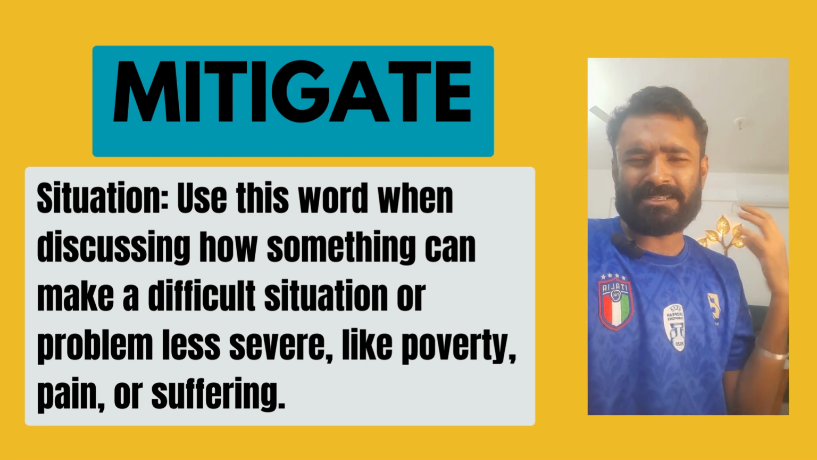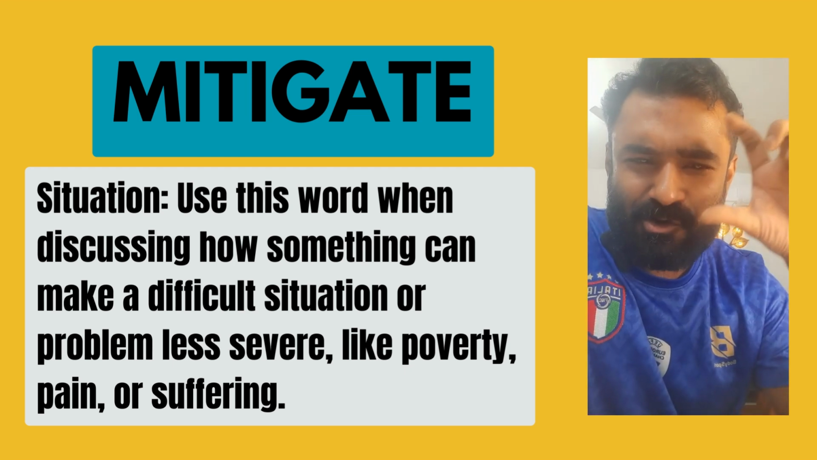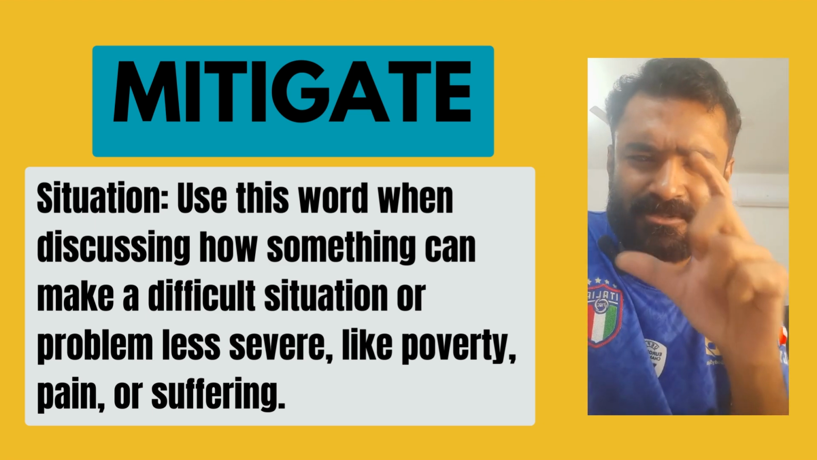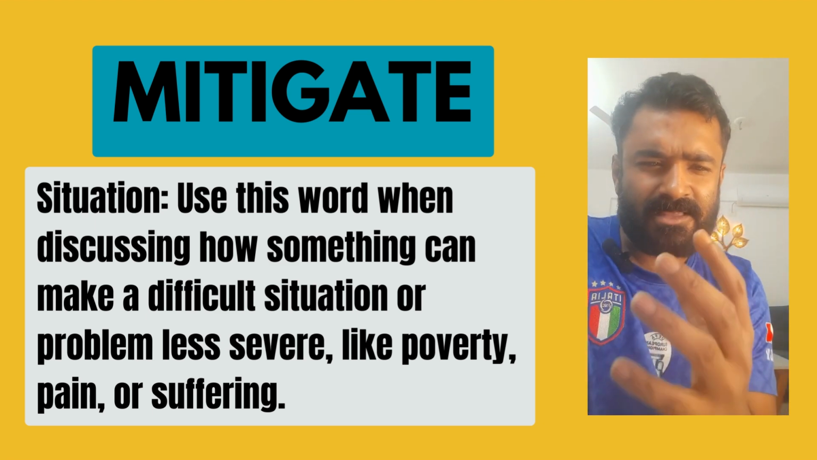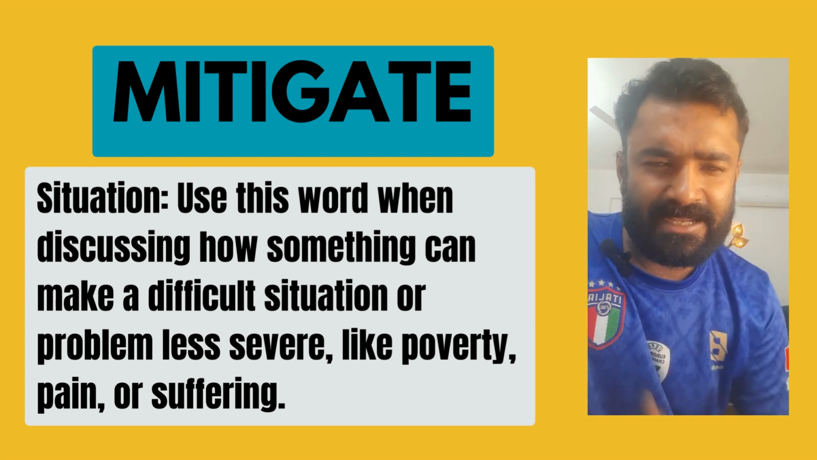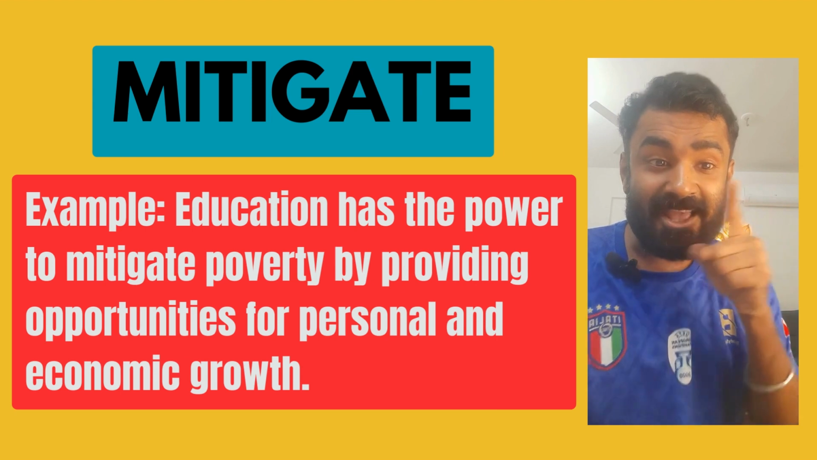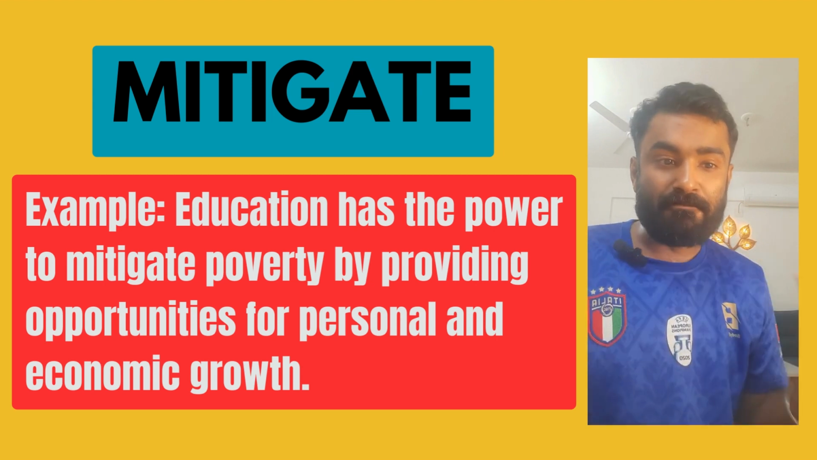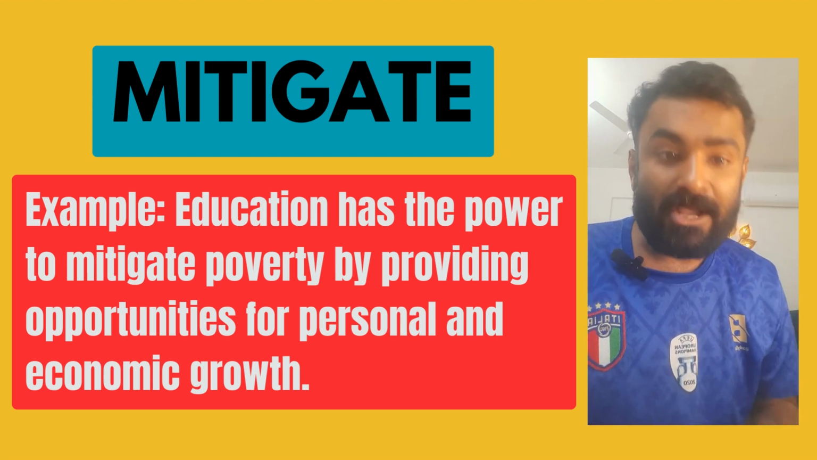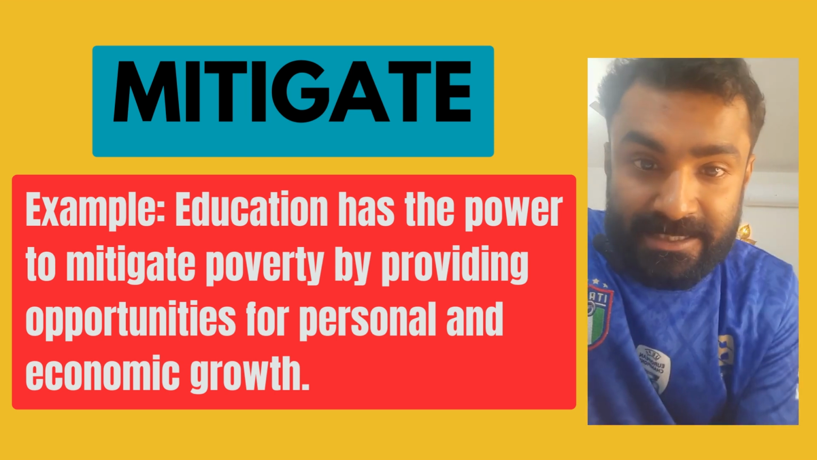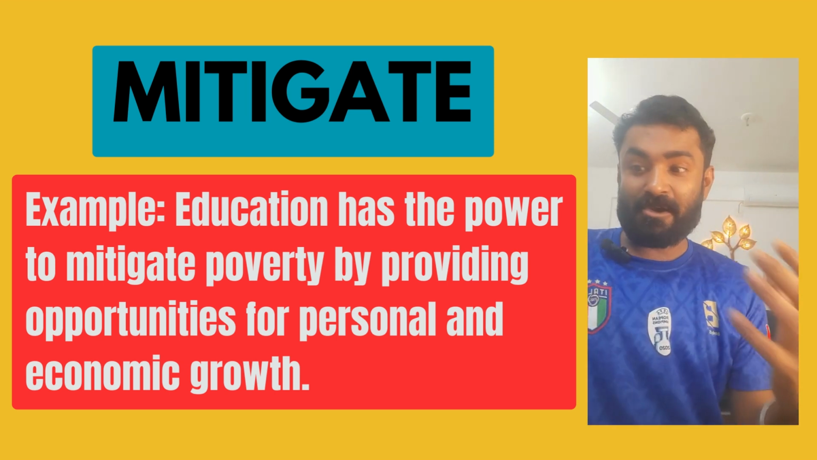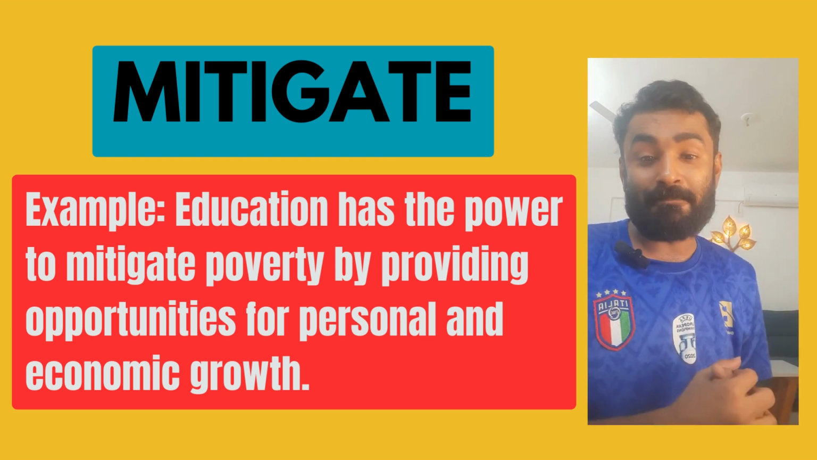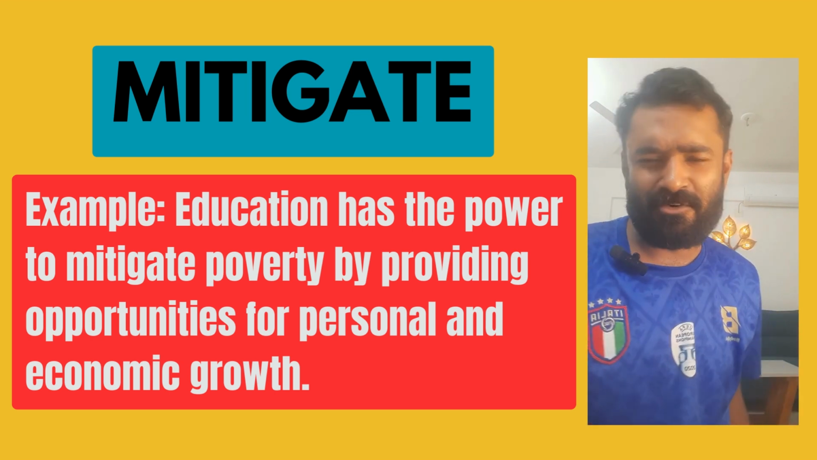जब भी कोई बहुत ही difficult situation हो और उस चीज़ को हम लोग reduce करना चाहें, right? Situation is really difficult and you want to reduce the impact or severity of it, there you can use this word mitigate. One good example sentence is, education has the power to mitigate, right? Education has the power to mitigate poverty by providing opportunities for personal and economic growth. So, if you are educated, then what can happen? You can reduce the poverty by getting ample amount of opportunities to change and transform your life.